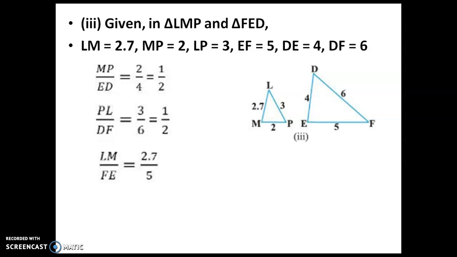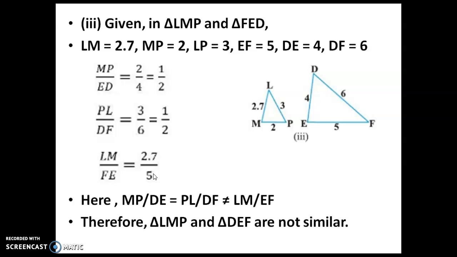Then what remaining side is there? LM and FE. That is 2.7 by 5. But that is not equal to 1 by 2. So two sides are proportional, but one side is not proportional. Then we can't say that these two triangles are similar. All three sides should be in the same proportion. Then only we can say these two triangles are similar. These two triangles are not similar.